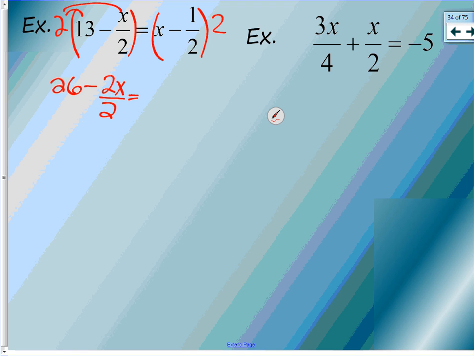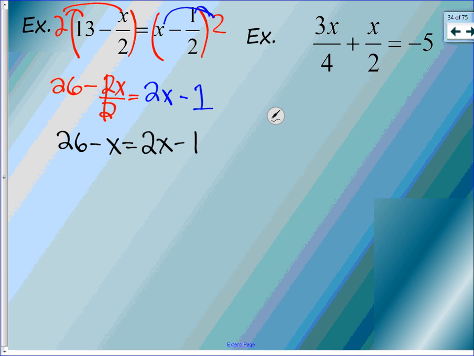Equals. Now over here, 2 times x is 2x. What's 2 times 1/2? 1. Because what you think of is what's half of 2. Half of 2 is 1. Of means multiply. So that's a good way to think about it. Now if I do this correctly, I will have gotten rid of all my fractions. So 2 over 2, or 2 halves, is just 1. So the 2's cancel there. And I get 26 minus x equals 2x minus 1.